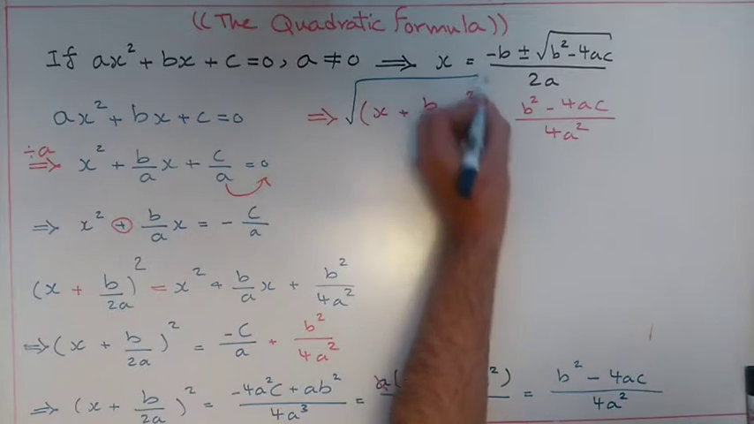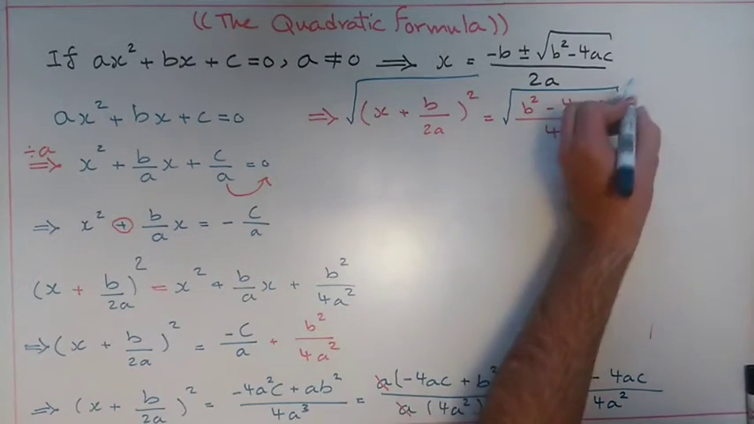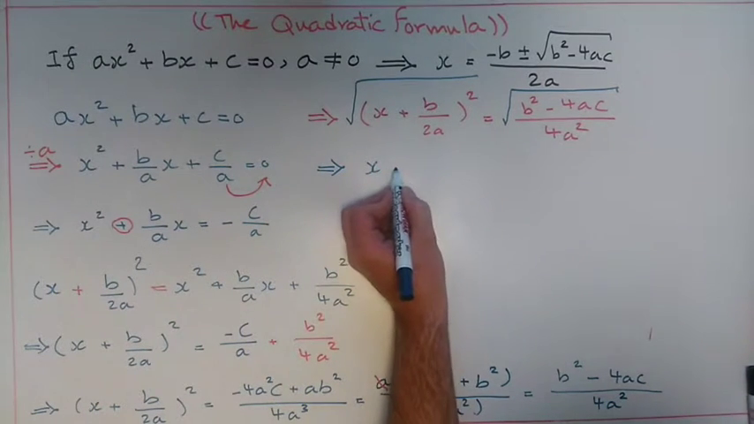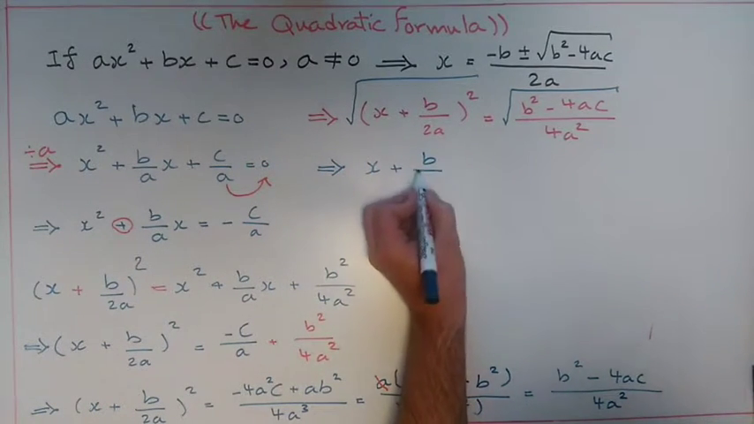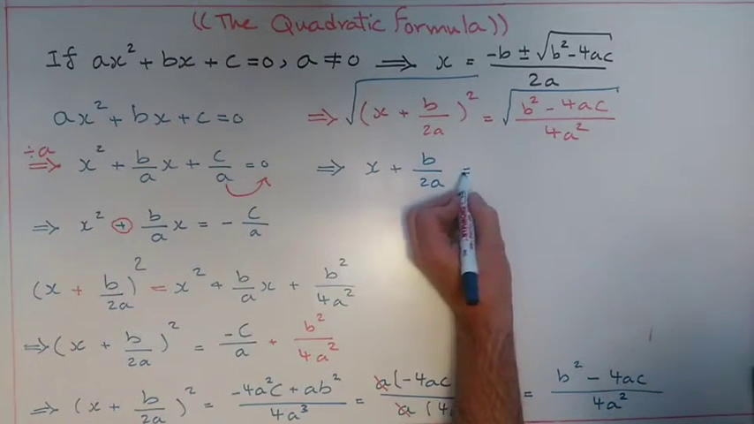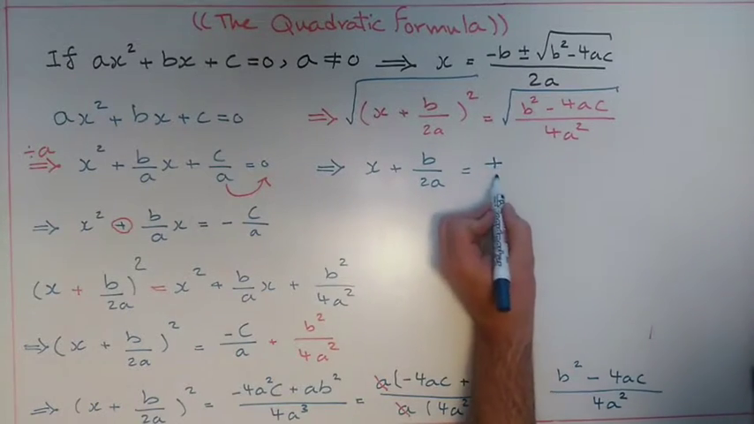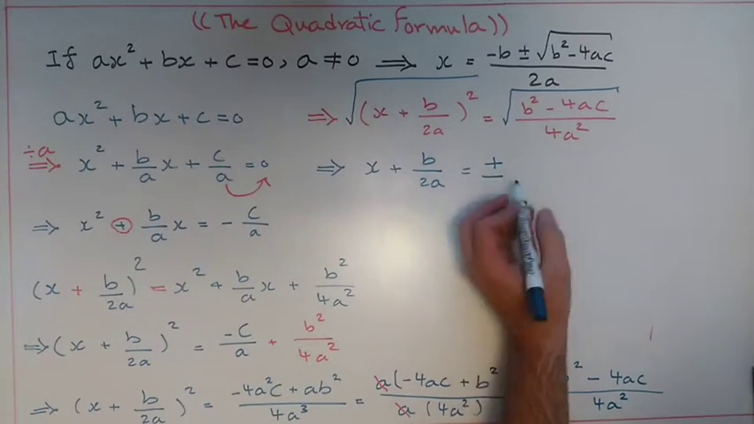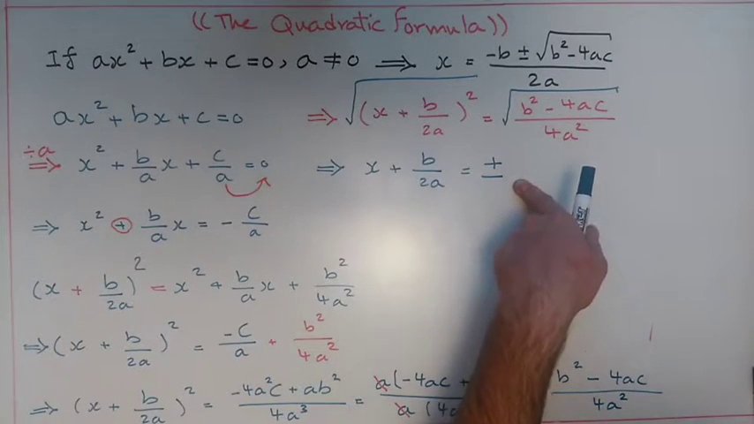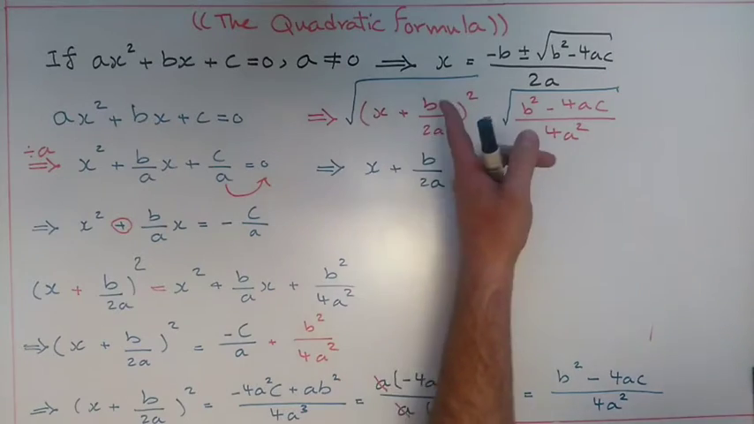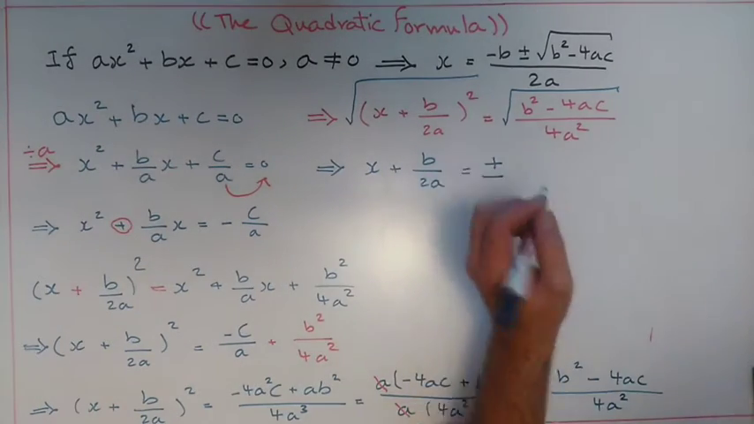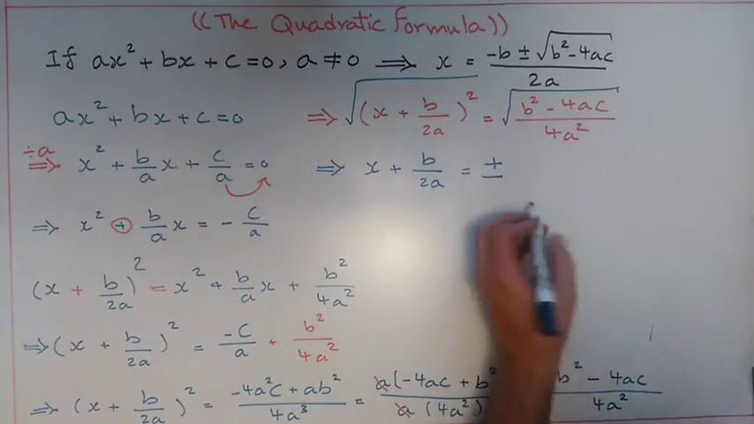So if I do that, on this side I get x plus b over 2a, and on this side I get positive or negative. That is very important. Always remember, when you apply a square root on a square number, the result is going to be positive or negative. That's a rule. That's a very important rule.